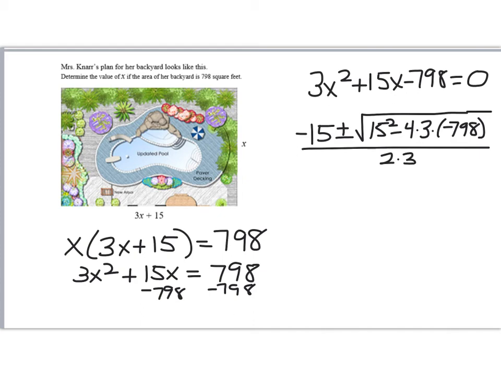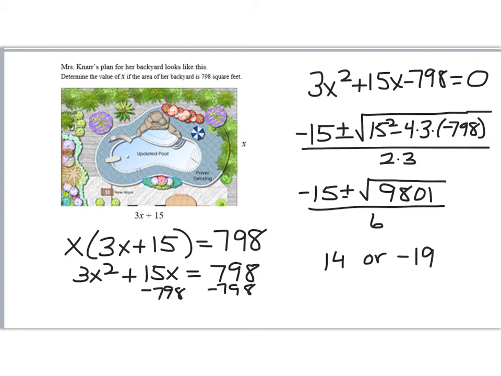All right, I'm going to simplify the top and the bottom, and I'll get negative 15 plus or minus the square root of 9,801 all over 6. And again, I'm going to remind you, when you do your math on the calculator, do the top part first, and then once the top part is done, then divide by your denominator. And when you do that, you're going to get x equals 14 or negative 19. Well, both of those work. Can x equal a negative number? Can x be a negative distance? And the answer is no. And so my final answer is just 14 feet.